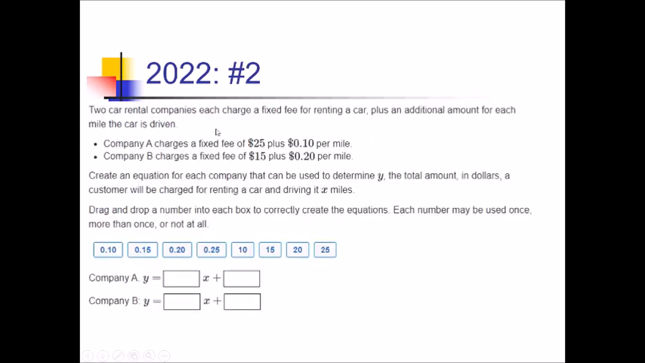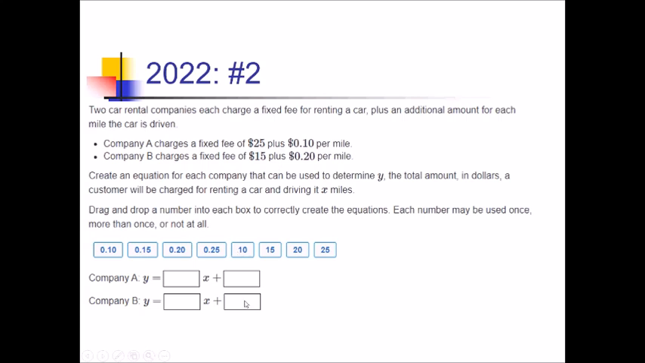On this problem, we have two rental car companies, and they have a fixed fee for renting the car, which they detail here, along with the additional amount for each mile that the car is driven. And this is kind of a standard package, although I don't know that these prices reflect current prices, but hey, whatever. So we want to create an equation for each company and basically just drag and drop these possible numbers into the equation for each company. These equations are telling us how much it's going to cost total to rent the car, including both the fixed fee and the per mile charge.